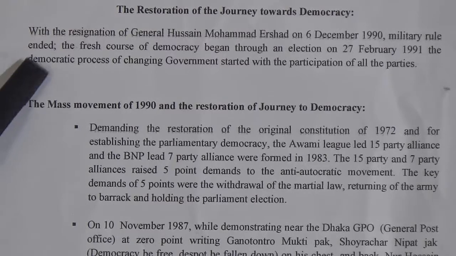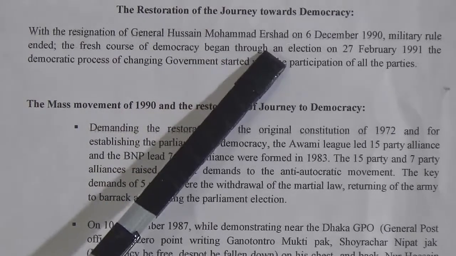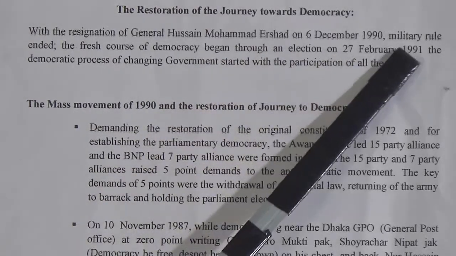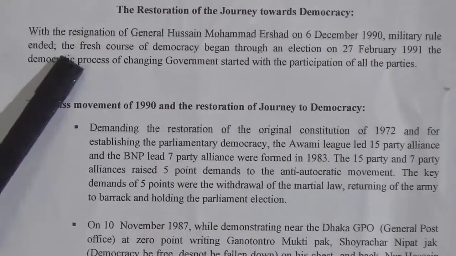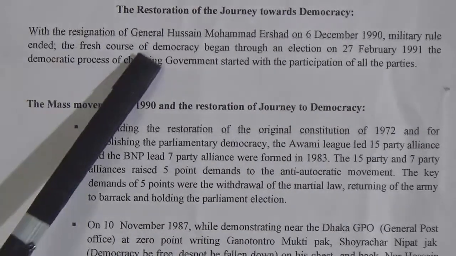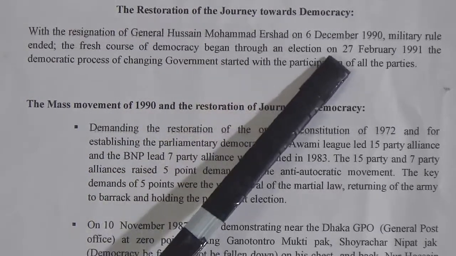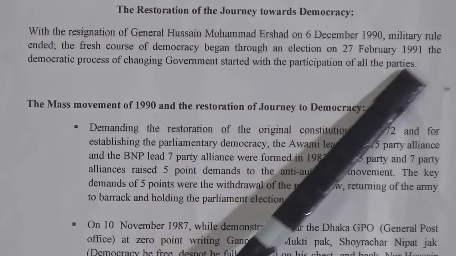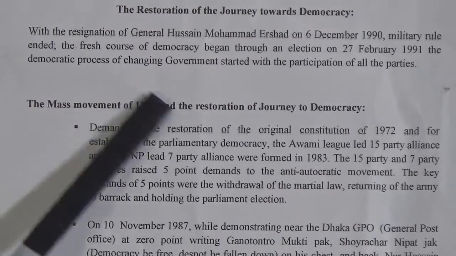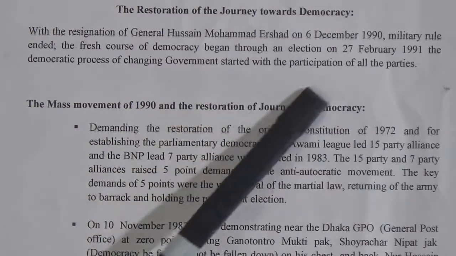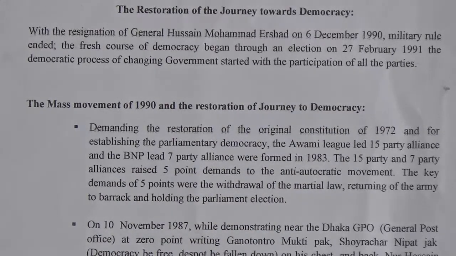See, with the resignation of General Hussein Muhammad Ershad on 6 December 1990, military rule ended. The fresh course of democracy began through an election on 27 February 1991. The democratic process of changing government started with the participation of all parties in that election.